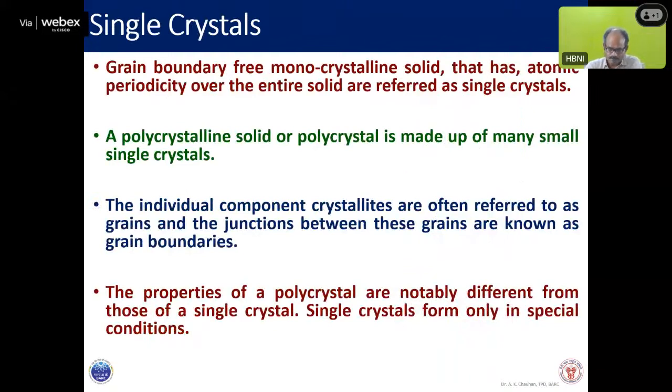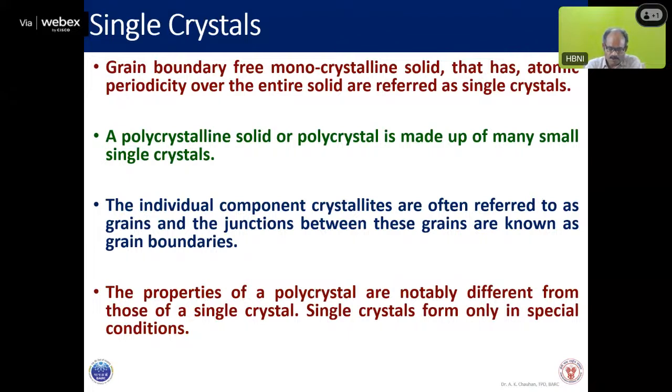So, just to see again, what is a single crystal? Grain boundary free monocrystalline solids that have atomic periodicity over the entire solid are referred to as single crystals. They are very useful. Single crystals are mostly used in devices, semiconductor devices. A polycrystalline solid or polycrystal is made up of many small single crystals. Suppose you have a single crystal and you crush it, then whatever mass you get is a polycrystalline mass.